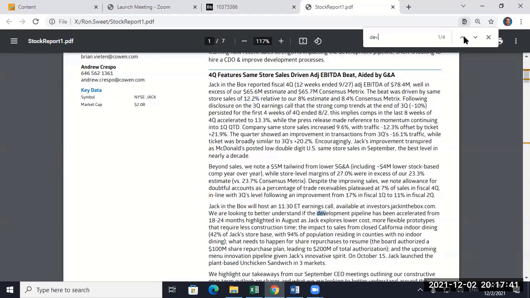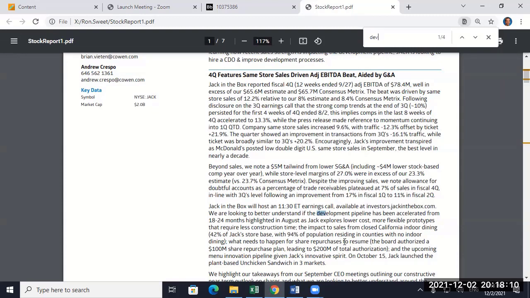It's in there 4 times. We are looking to better understand if the development pipeline has been accelerated from 18 months, more flexible prototypes that require less construction time. All right, so they're talking about just better store designs. That can be somewhat interesting. The impact of sales from closed California indoor dining, 42% of their store base with 94% population residing.